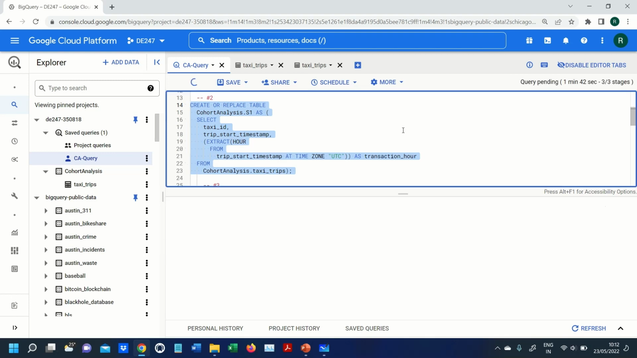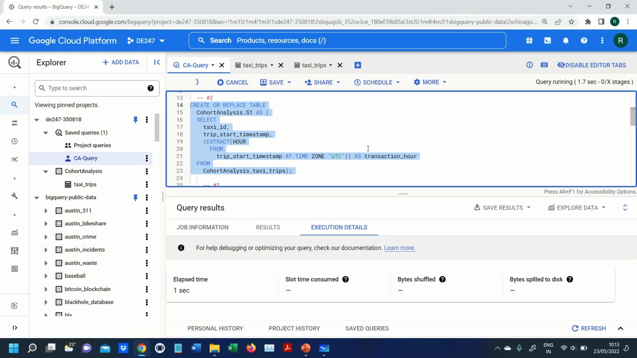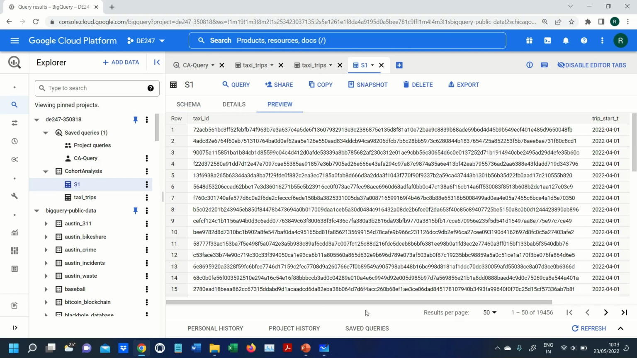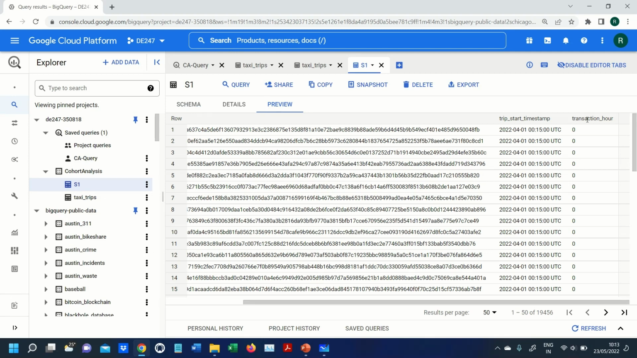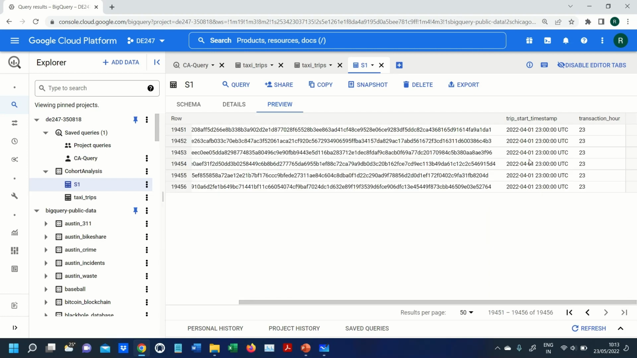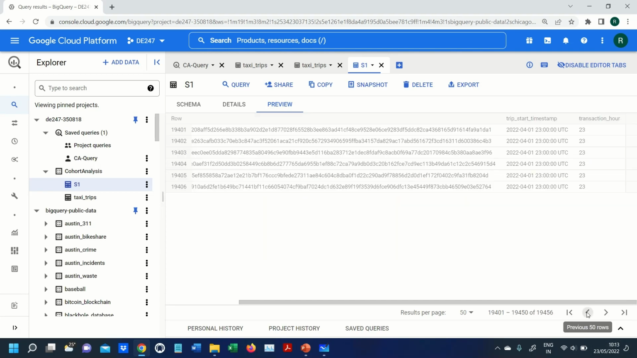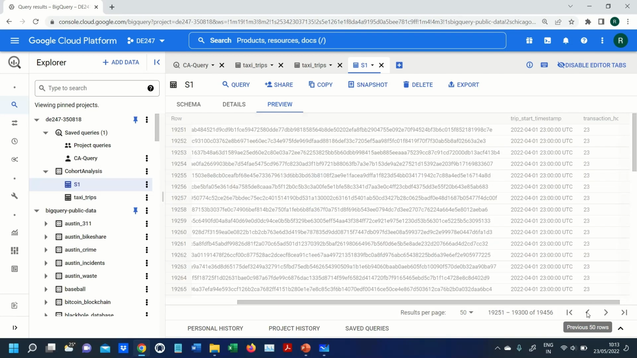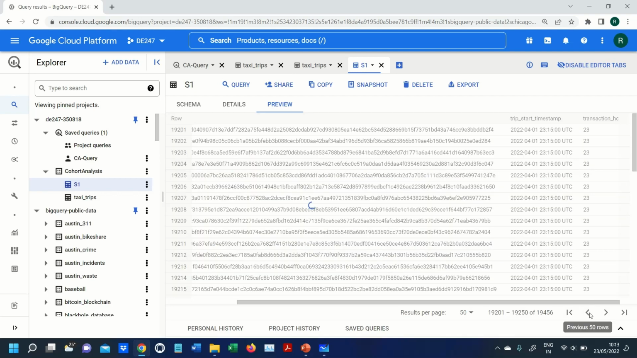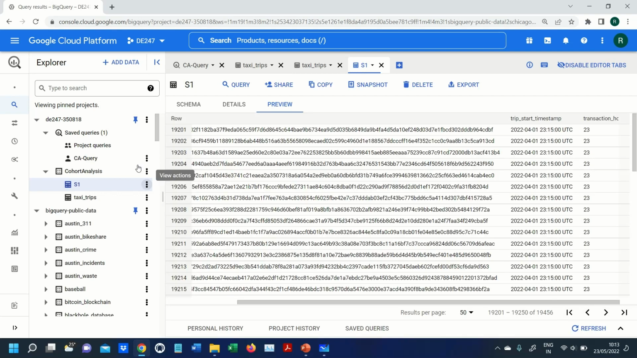Now I'm executing this particular thing. I got one staging table here that contains two columns, the timestamp and the transaction hour. So here it says this is the 0th hour starting. Let me show you this. This is the 23rd hour. Let me show you the timestamp hour. Even here, 23:15, the transaction hour is 23. Like that, we are able to calculate the transaction hour.